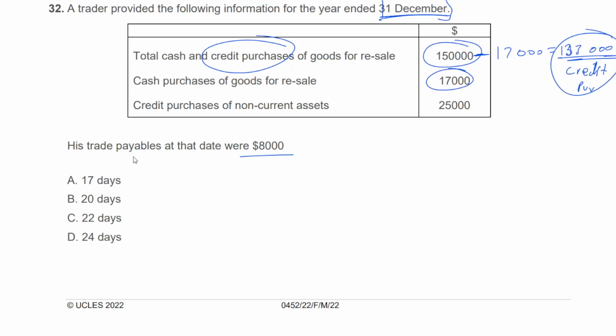How do you find trade payables period? You put your trade payables over credit purchases times 365, because we need the answer in days. 8,000 over 133,000 times 365. 21.95 days. That basically rounds up to 22 days.